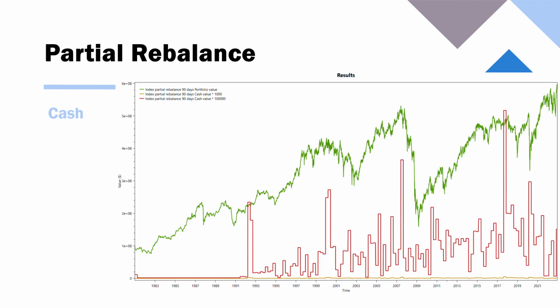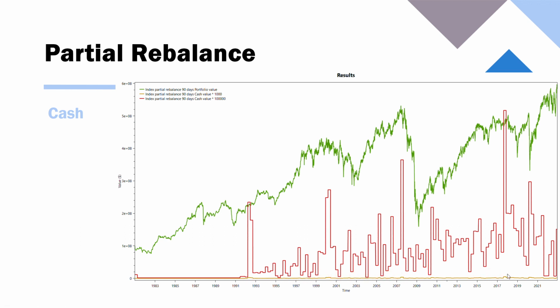And as you can see, it does. So this is the same graph repeated. Now on a 90-day rebalance we actually make money instead of being wiped out, and our cash that's left over is much smaller. In actual fact, this orange line is the cash that's left over.